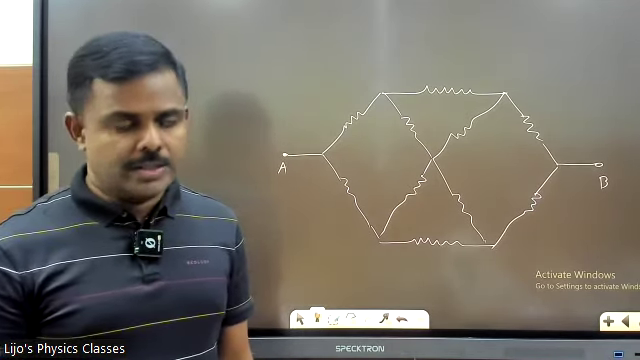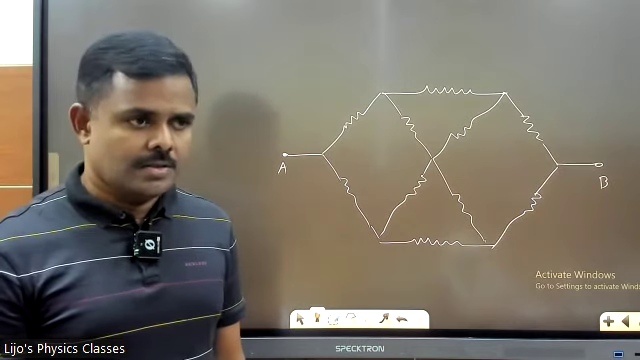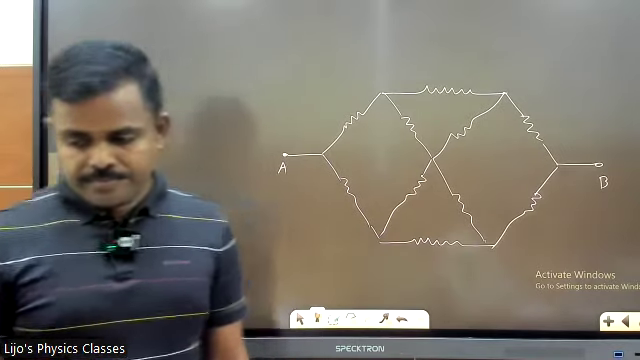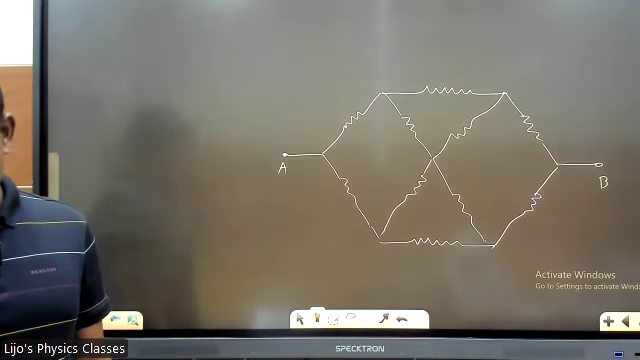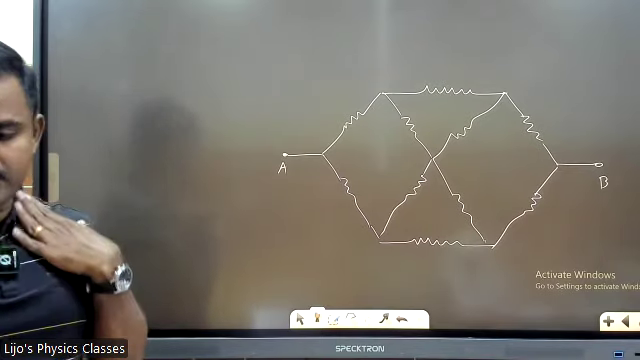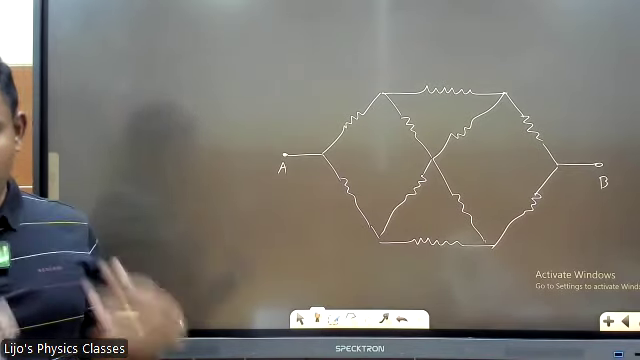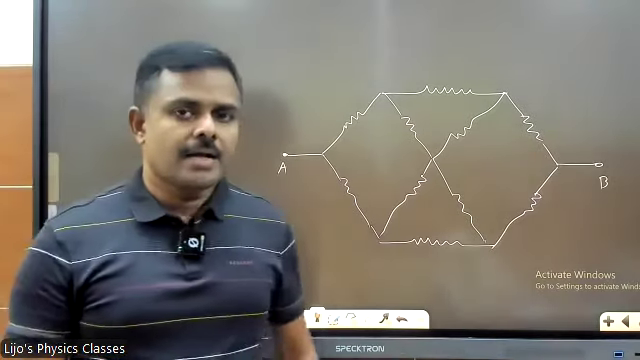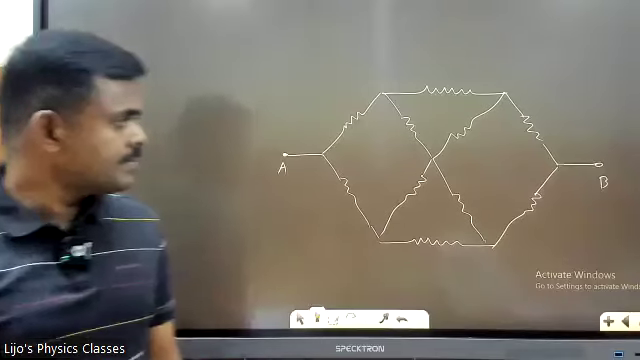There are many ways to do it, but I just wanted to show you a method. There's something called mirror symmetry. I'll tell you. Find the effective resistance between A and B. All resistors are capital letter R. Draw the figure.